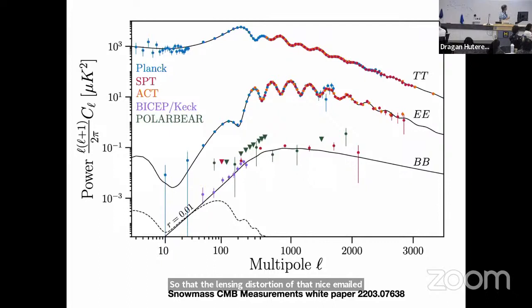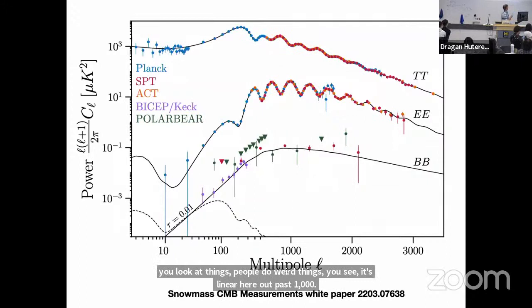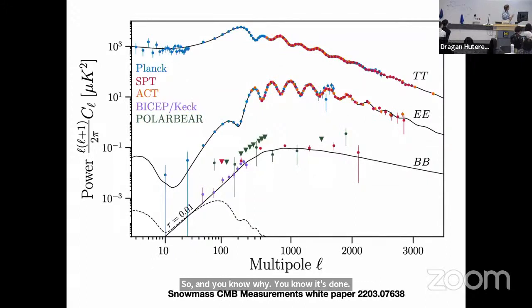But here's where we are right now in terms of CMB power spectra. So you see T's measured extremely well. So Planck, it's a weird axis. People, be careful with these axes when you look at things. People do weird things. You see it's linear here out past 1,000 and it's log before that. And you know why, it's done because otherwise you would see either just the stuff out here or just the stuff down here. So it's kind of a compromise.